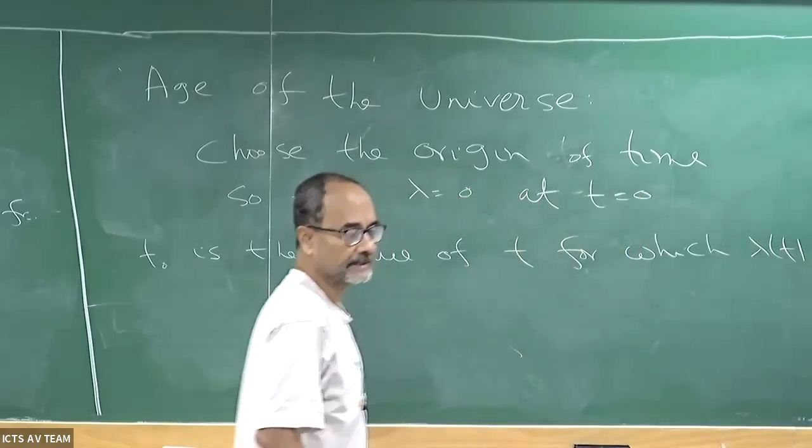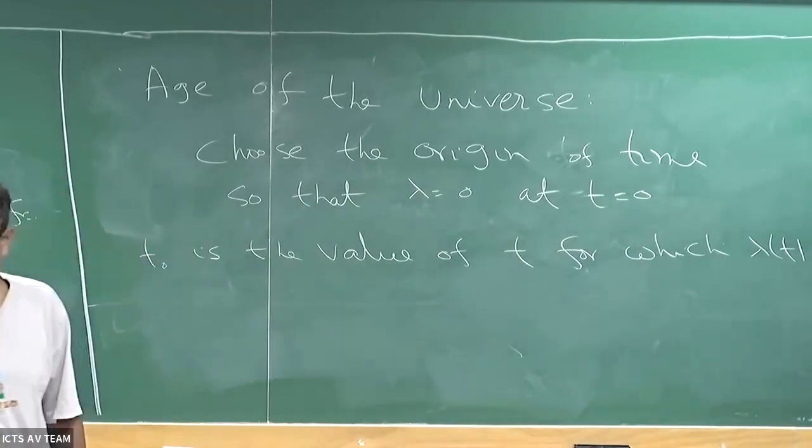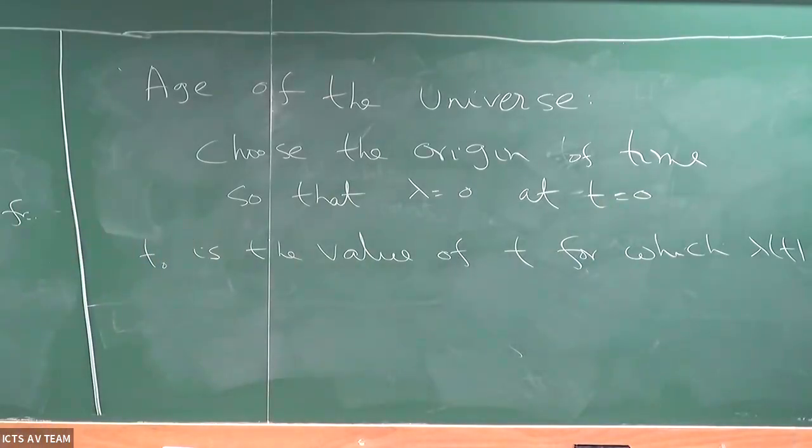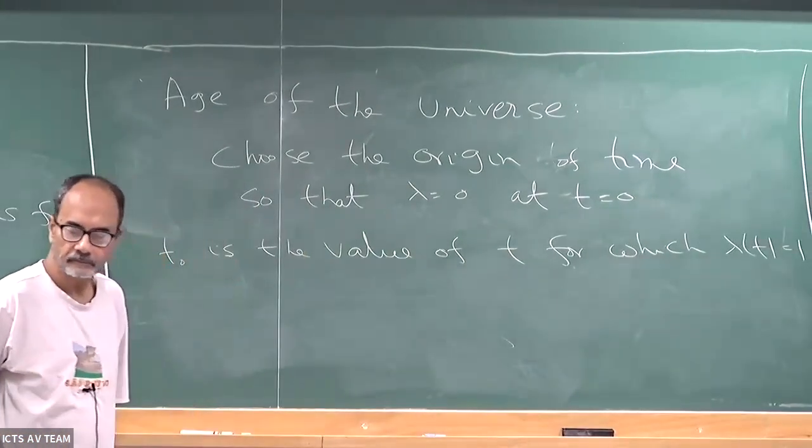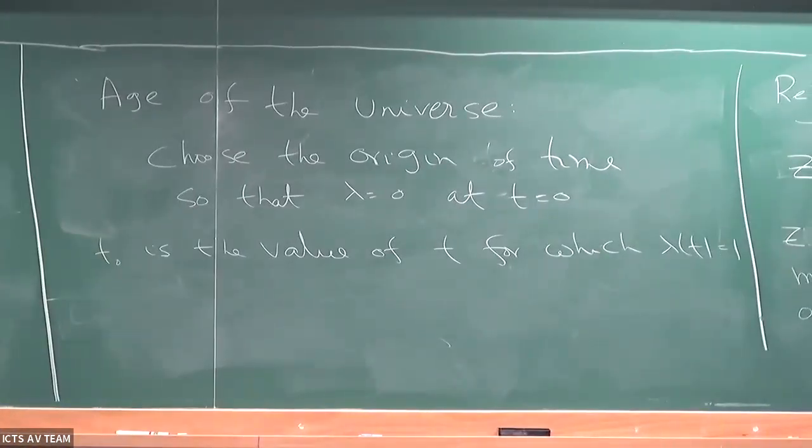We had said lambda of t naught is 1 by definition, but now we are saying that suppose you know the function lambda of t. Somebody has produced for you the function lambda of t, and you choose the origin of time so that lambda is 0 at time t equal to 0. And whatever time t naught lambda reaches 1 is what we call the age of the universe. In the next lecture we'll write down the formula for the age of the universe, but this is the definition.